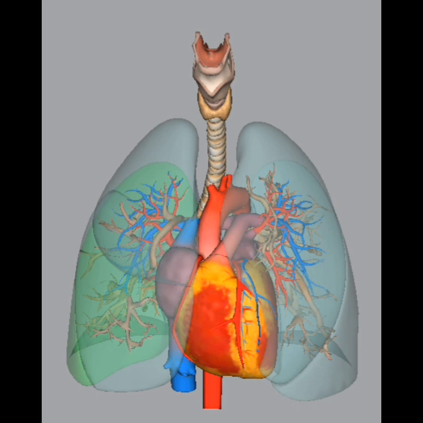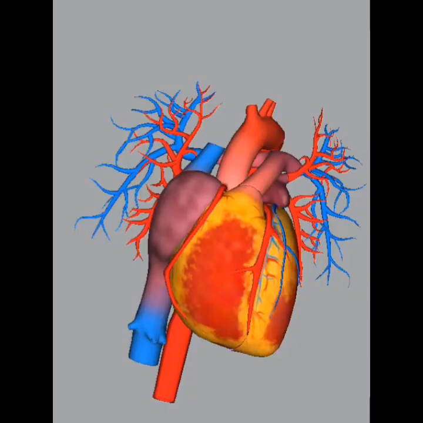So let's remove the lungs so we can concentrate on the heart. We are going to digest everything about the heart today. The heart has four chambers: the left ventricle, the right ventricle, the left atrium, and the right atrium. So these are the four chambers of the heart.